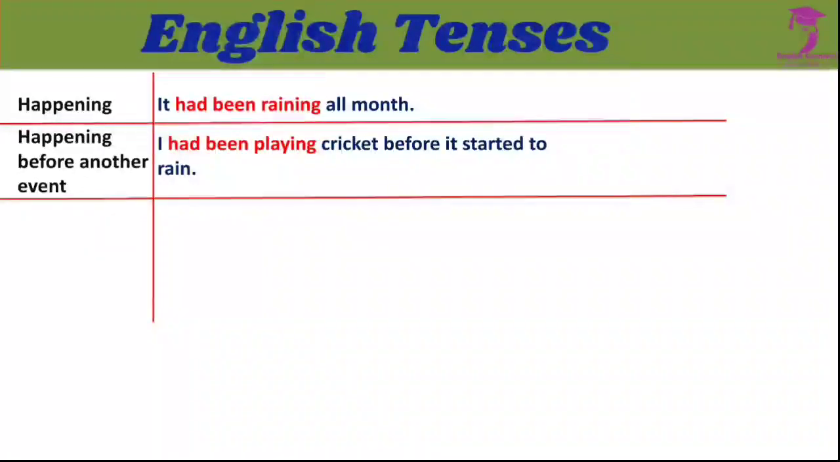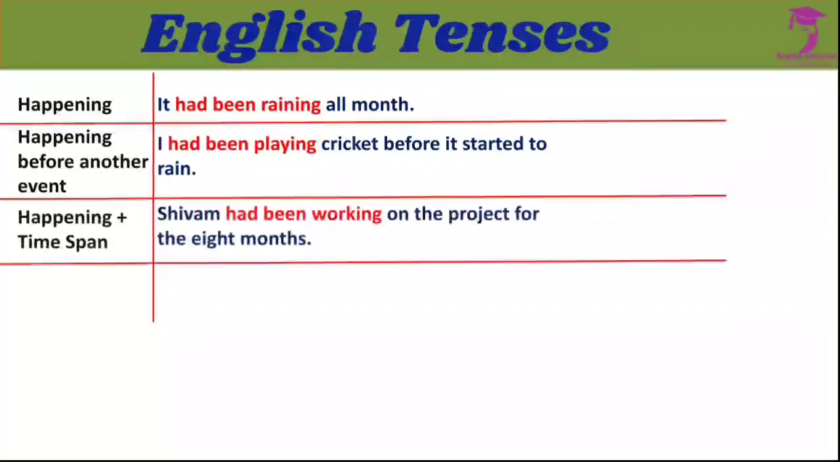Second situation is a happening before another event, as we have just talked about the chronology or sequence of events, and in the same fashion we are supposed to deal with this example. Another situation is a happening plus time span or duration. Here we have the example: Shivam had been working on the project for 8 months. When we talk about a particular span or duration, at that time we are supposed to make use of had plus been plus the main verb with ing.